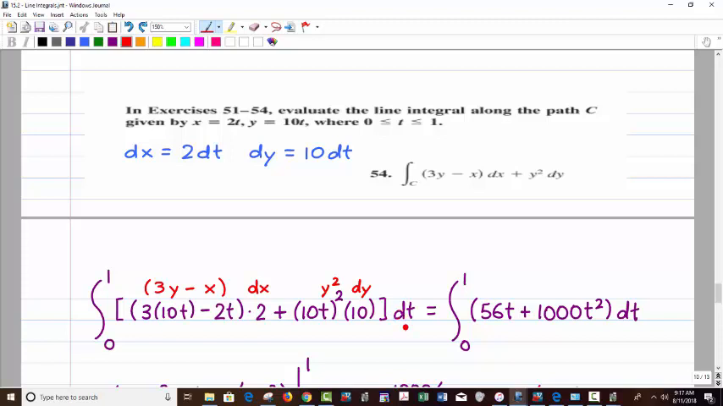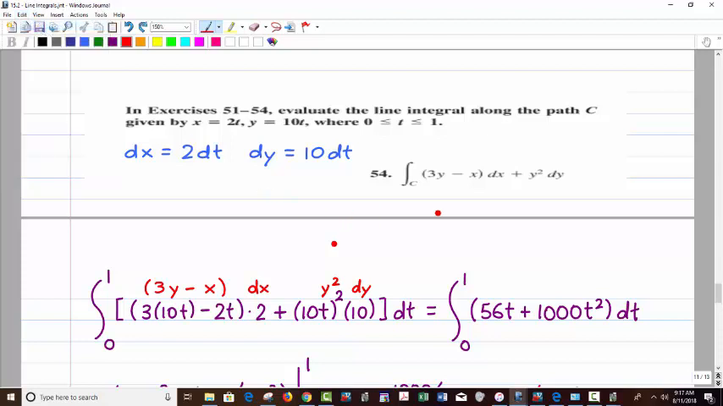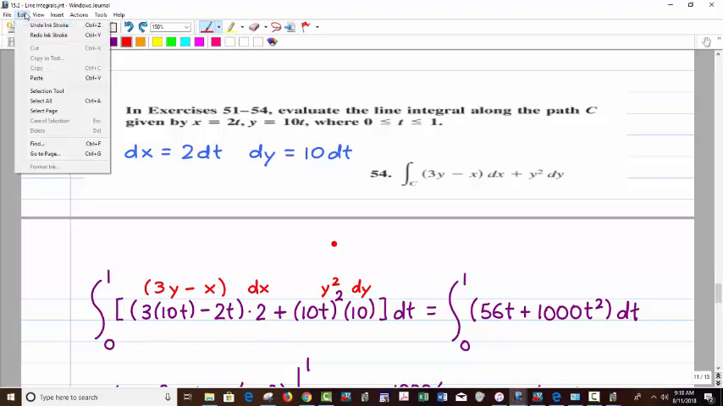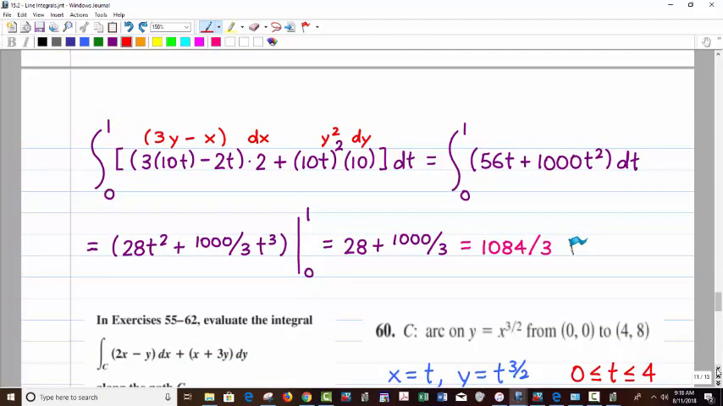I just kind of factored out dt from the whole thing because I knew I was going to combine the terms inside there anyway. So 3y will be 3 times 10t minus x, which is 2t. dx is 2. Y squared is going to be 10t squared, and then dy is 10. So you clean all that up, and you end up with this right here: 56t plus 1000t squared from 0 to 1.